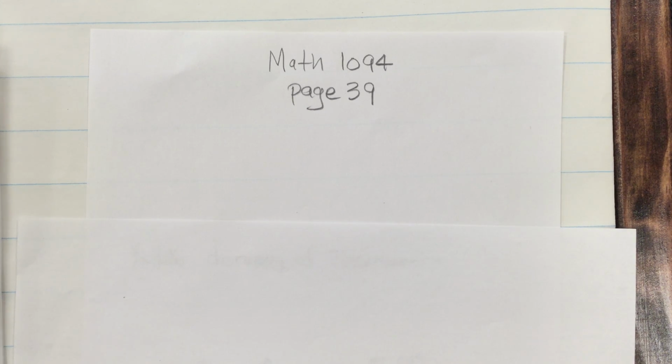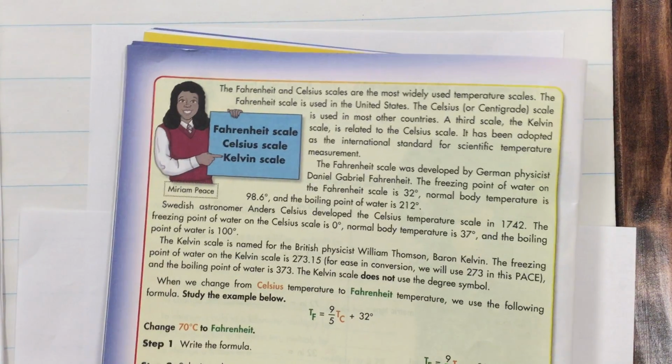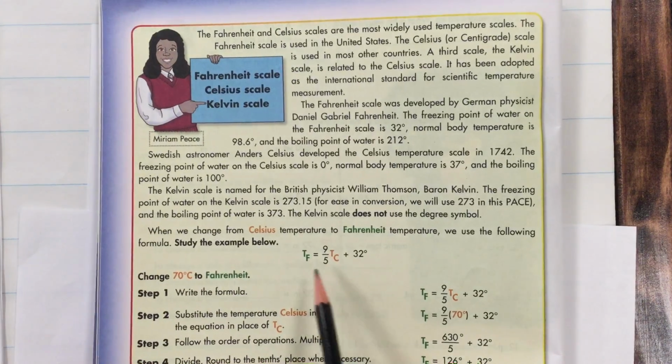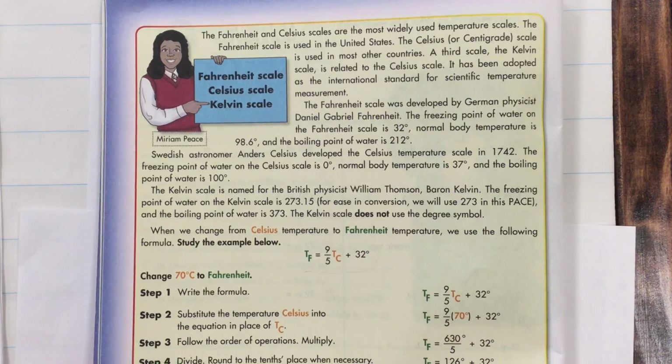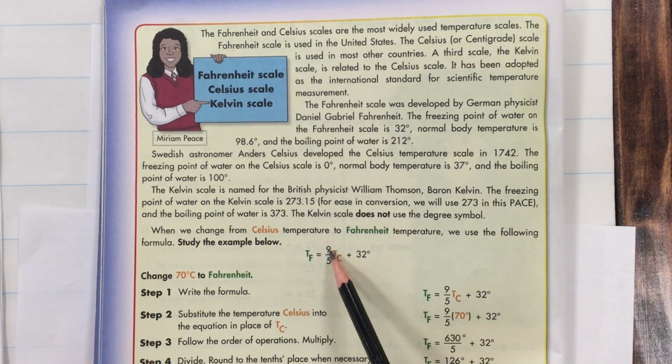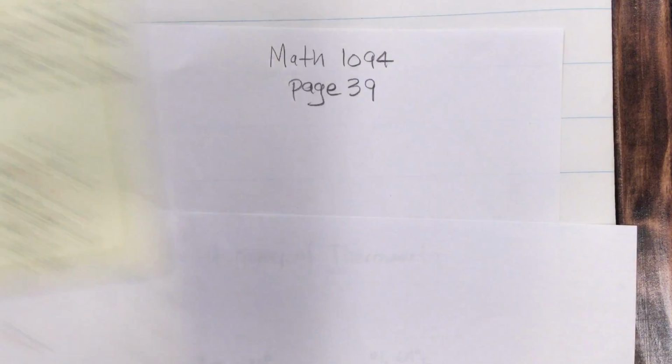We're going to talk today in Math 1094, page 39 all the way through all the conversions of all the temperatures. So you can read this information here on page 39, and then it talks about our conversion formula, and you can see the example. You notice that they use 9/5, and here they took 9/5 of 70. I'm going to show you a little bit easier way you can do that.